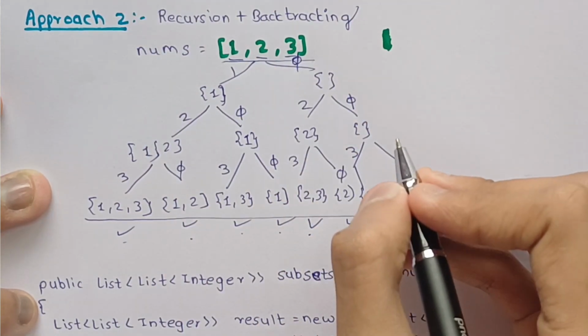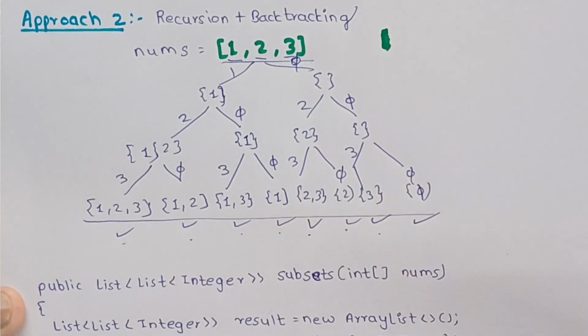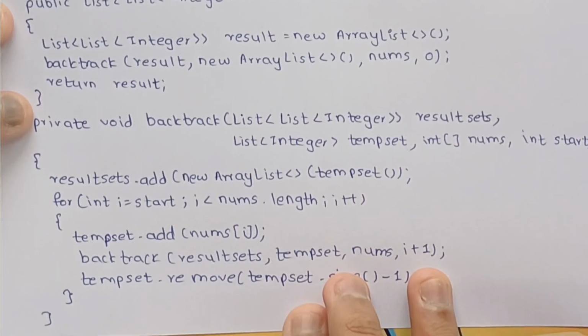So I hope that you understand this approach. This is a very simple and easy approach using recursion and backtracking. So let's understand the code and try to run the code, then you will understand better.